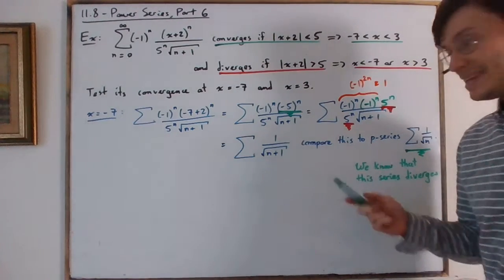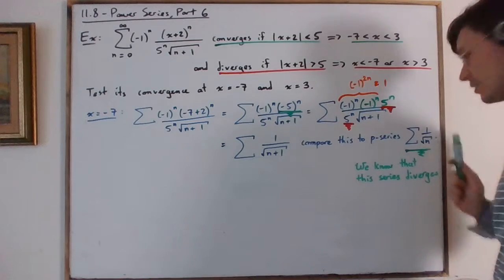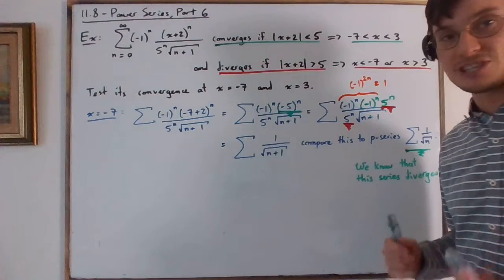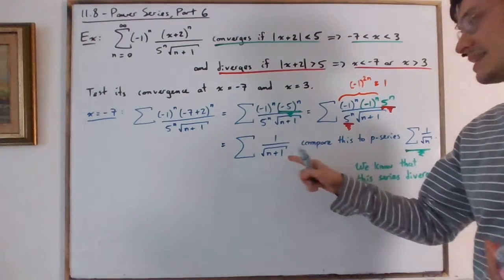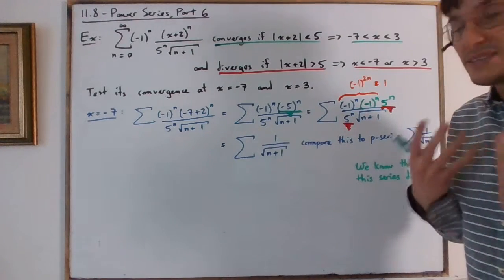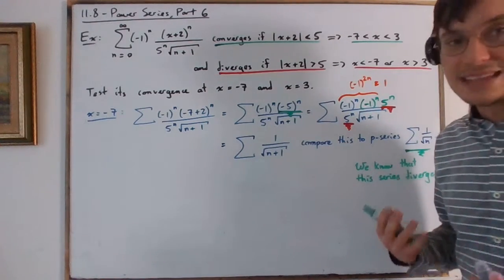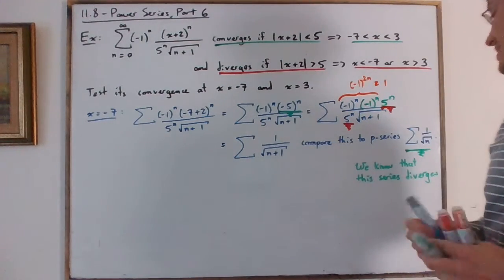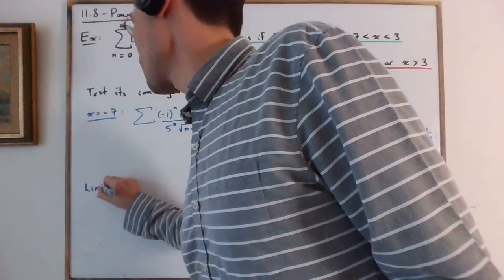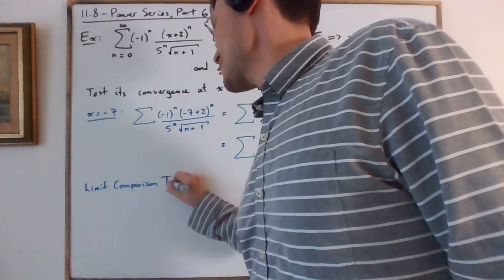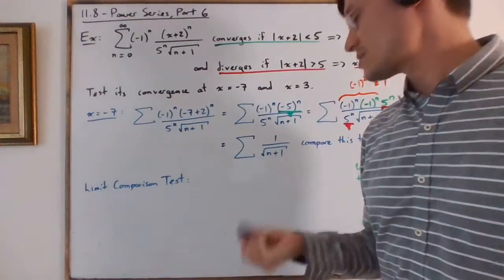Now the problem is that this is smaller than that, which means that even if this diverges, we cannot efficiently use the direct comparison test, because this is smaller than this. So it's a way to use the comparison test that is inconclusive. So we're going to use the limit comparison test instead.